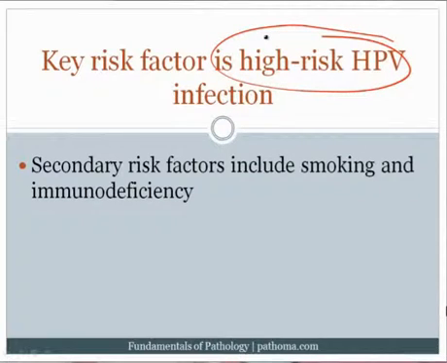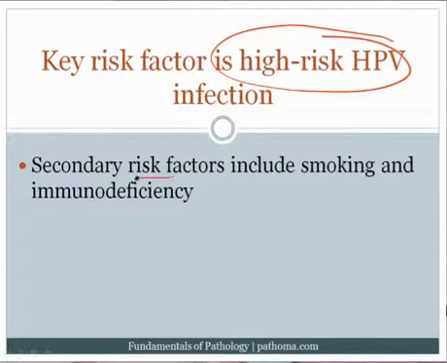Now, everybody knows that. You need to know, again, that the high-risk viruses are 16 and 18, and then 31 and 33 are also common. There are other ones. They are a little less common. You need to know that the high-risk HPV produces E6 and E7. E6 knocks out P53. E7 knocks out retinoblastoma. So that's what I would say concerning the key risk factors.